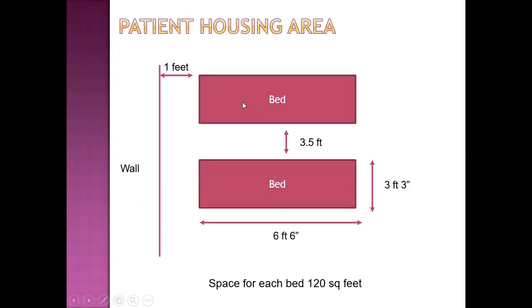This is a typical patient housing area. Beds should be of length 6 feet 6 inches and width of 3 feet 3 inches. There should be a space between two beds, a minimum of 3.5 feet. Space between wall and bed should be at least 1 foot, and space around each bed, that is, space for each bed, should be 120 square feet.